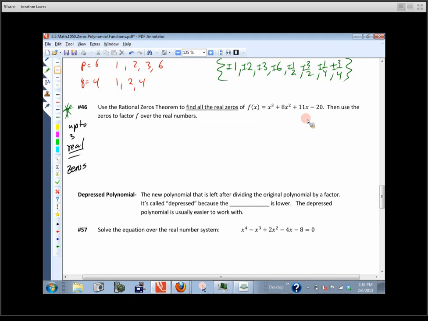If we're going to find 3 real zeros, which ones do you want to find first? P's and Q's. Now, take a good look at this. Tried to be really nice on this problem. What is P? 20. What is Q? 1. When Q is 1, that's really nice. Why? There's only one factor. It's 1. So that means the list here is going to be 1 and 2 and 4 and 5 and 10 and 20 with a plus or minus in front of each one of those.